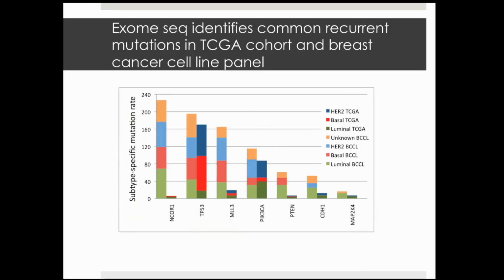We also have Exome-seq data on the cell lines, which we've analyzed to identify mutations. And what we can do, to a first approximation, is recapitulate that the handful of mutations that are frequently mutated in the TCGA breast cohort also come up as frequently mutated in the breast cancer cell line panel. Most notably, P53 and PI3 kinase are two of the heavy hitters, so to speak, in the mutational space in breast.